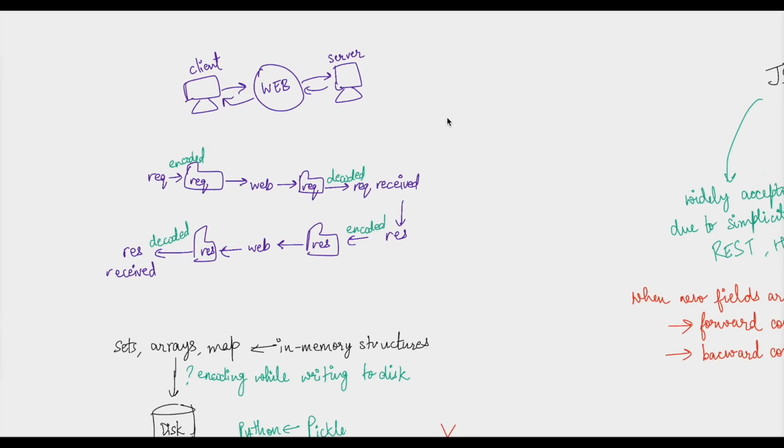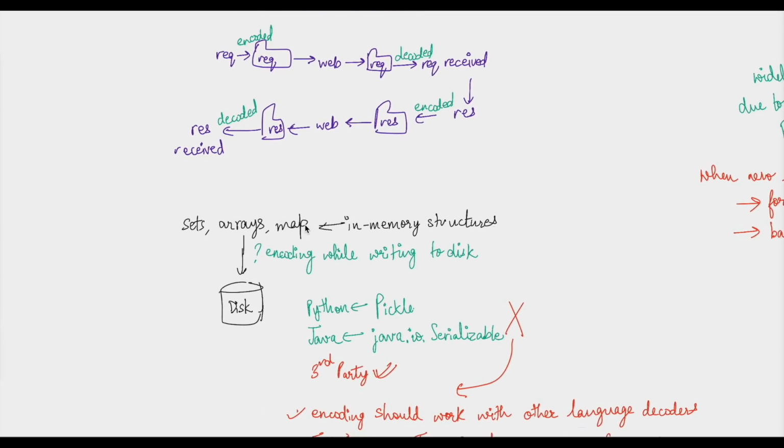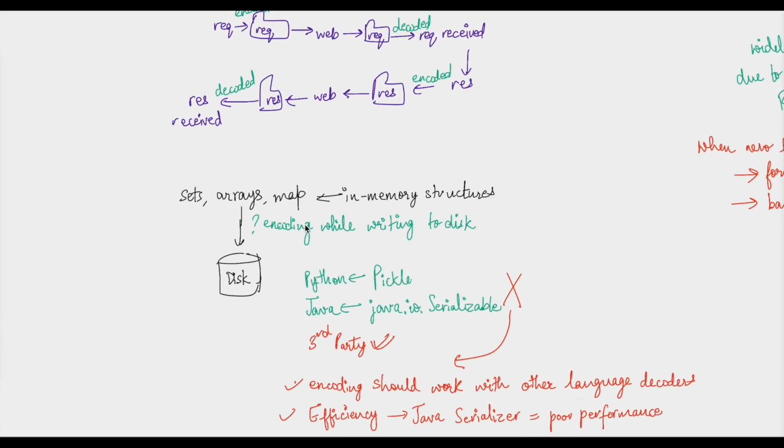Now you can say that JSON is very easy to use, it's human readable, it's the best thing that has ever happened. So let's only rely on JSON, let's always store the data in JSON too. Because sets, arrays, maps, everything can be converted to JSON, you can serialize it as a string and then store it on the disk. But why is it not done that way?